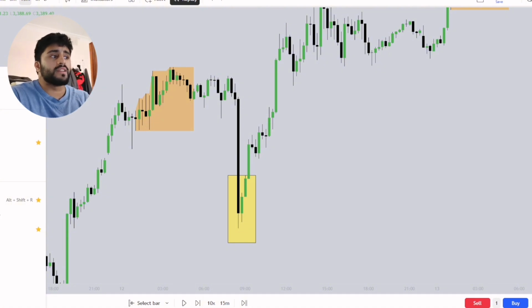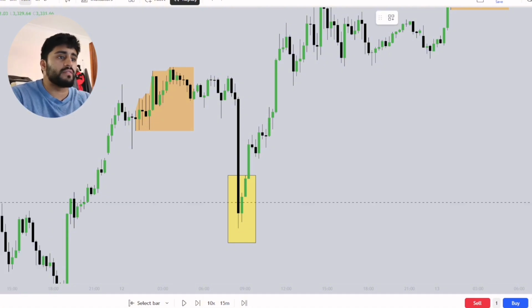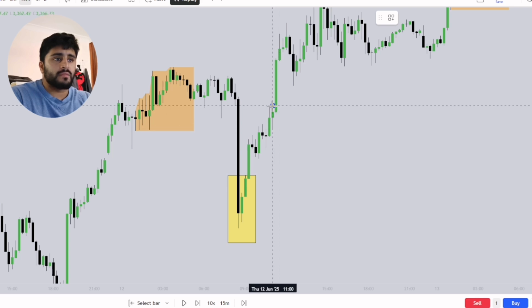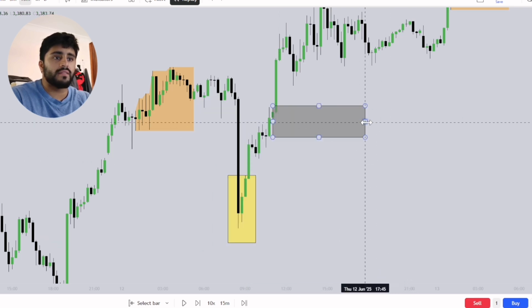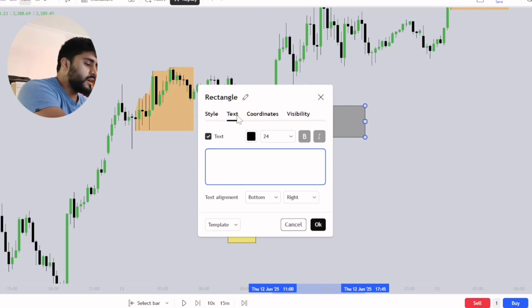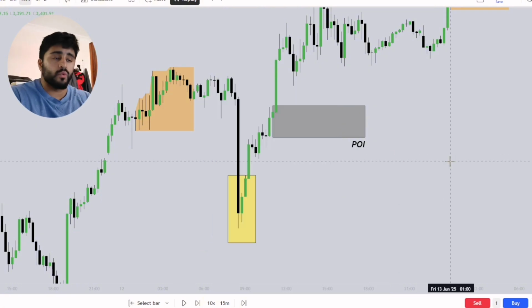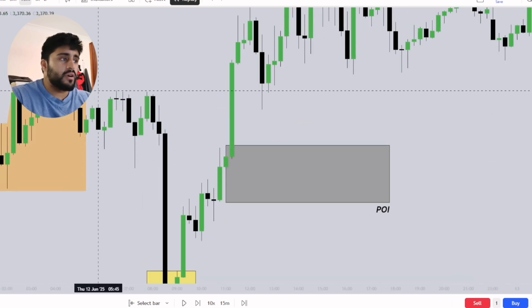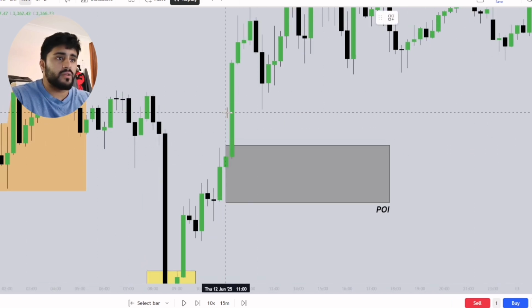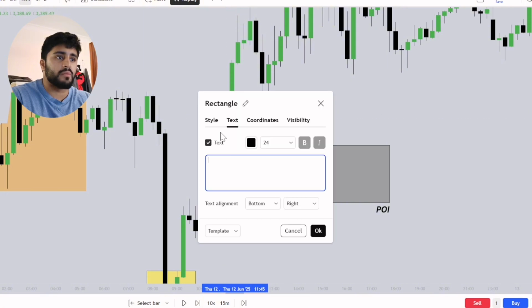What I look for in a POI is the following things: breaker structure and fair value gap. My POI is going to be something like this. This is my POI, and I'm going to make this very clear for people why this is essentially a POI. A POI is a point of interest, an order block, a demand area, whatever you want to call it. The reason this is a POI, and I want traders to understand how I do this, is we have a fair value gap. Technically, this is going to be the fair value gap in blue.